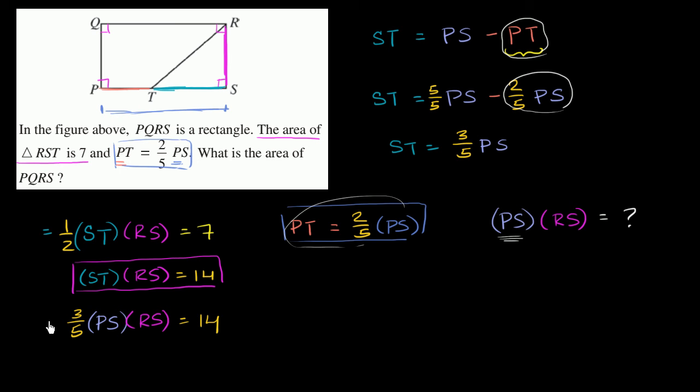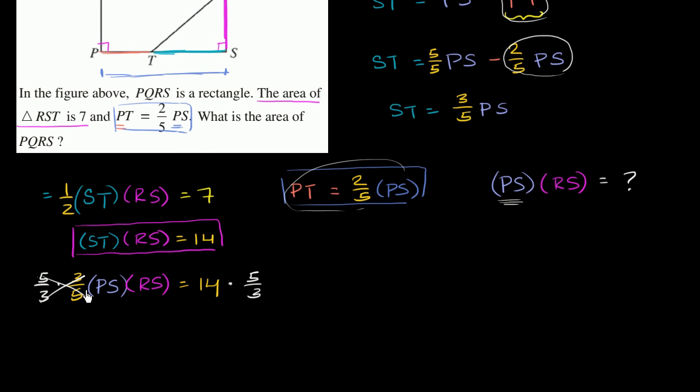Well, let's multiply both sides by the reciprocal of 3/5, which is 5/3. And we get, and I think we deserve a drum roll now, the product of PS and RS being equal to, let's see, what's 14 times 5? It's going to be 50 plus 20, which is 70. So this is going to be equal to 70/3. And we are done.